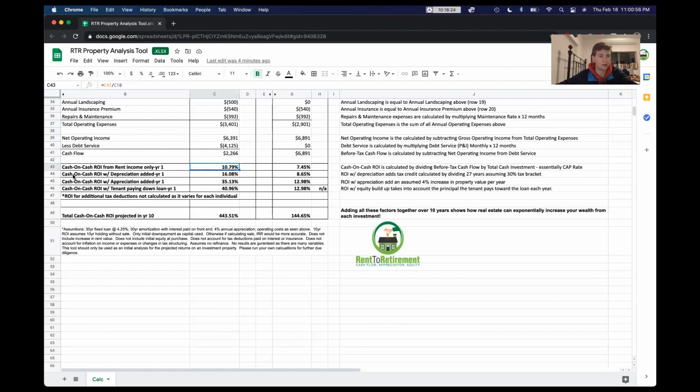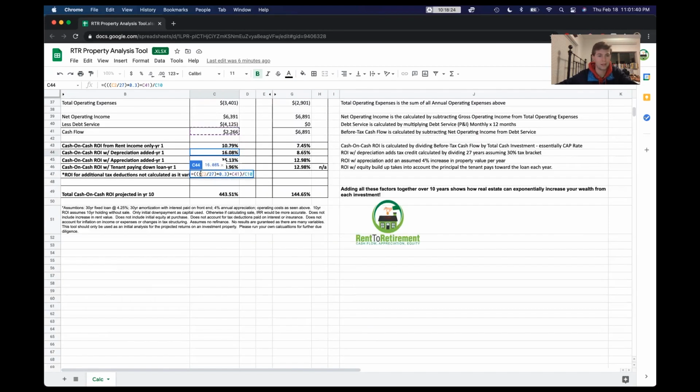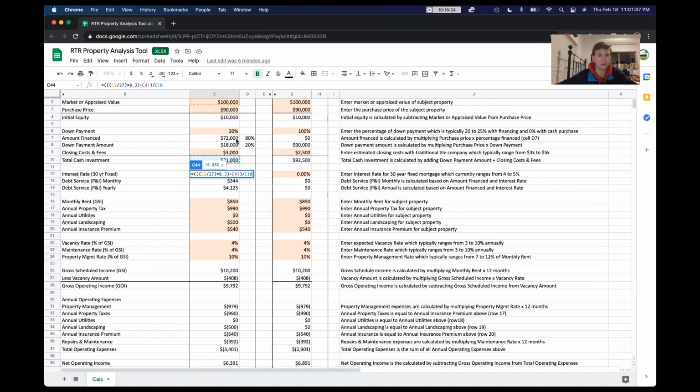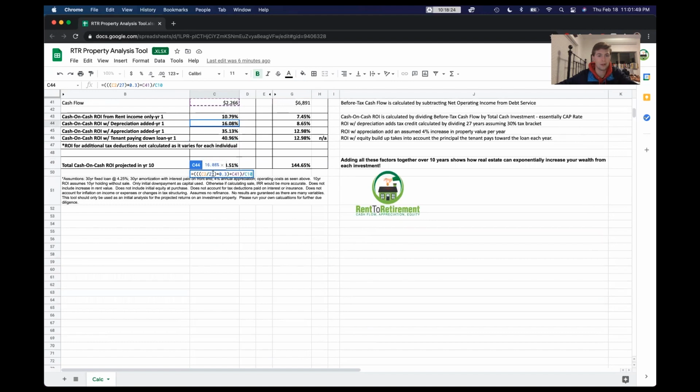Next, we're going to look at our cash on cash ROI with depreciation added in on year one. So again, we know about depreciation, 27.5 years. A little bit more of a, and this is actually using just 27. So we're taking right here our purchase price or our value of the property, which is C2. That's going to be $100,000 divided by 27. And we can even put 27.5 in there. That's going to be more accurate for us.